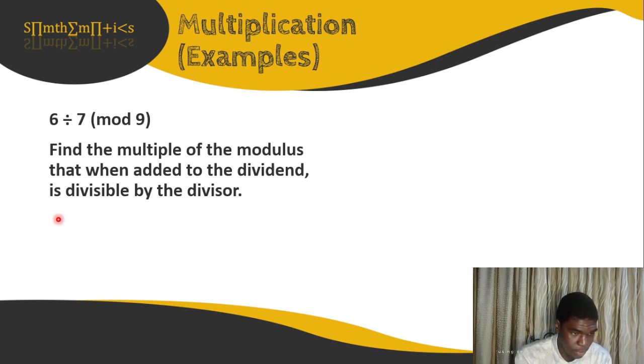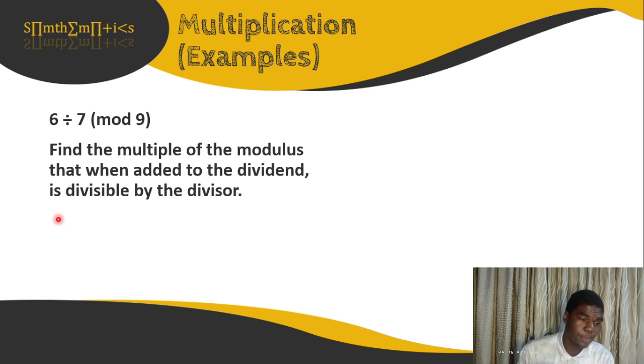So from here, the dividend is 6. Let me explain these terms. The dividend is what you want to divide. The divisor is what you are dividing it by. And the quotient is your answer.